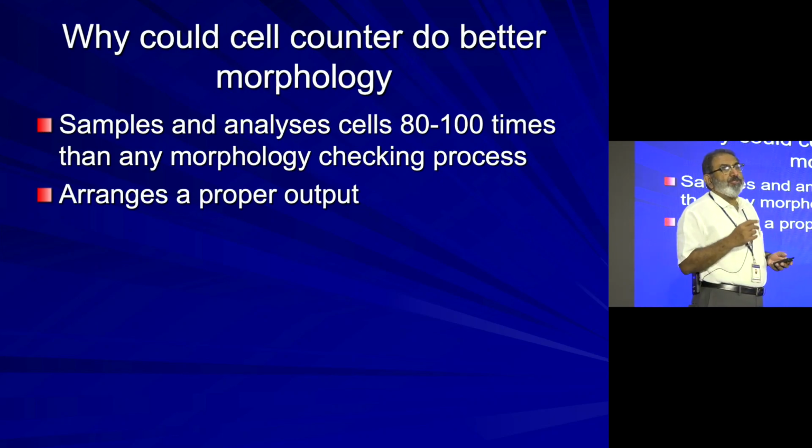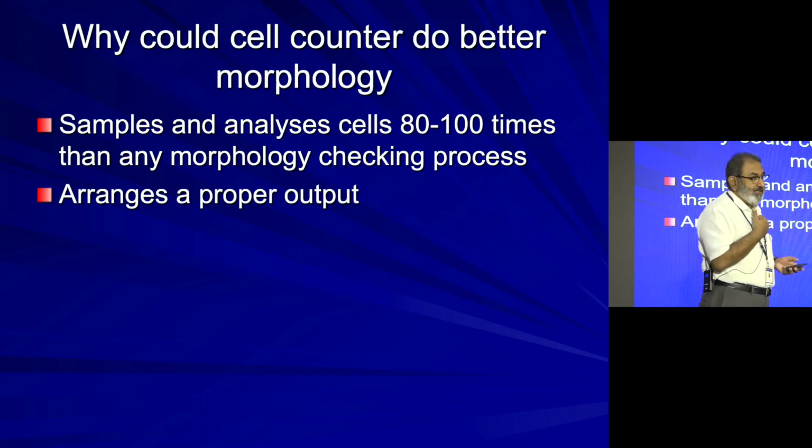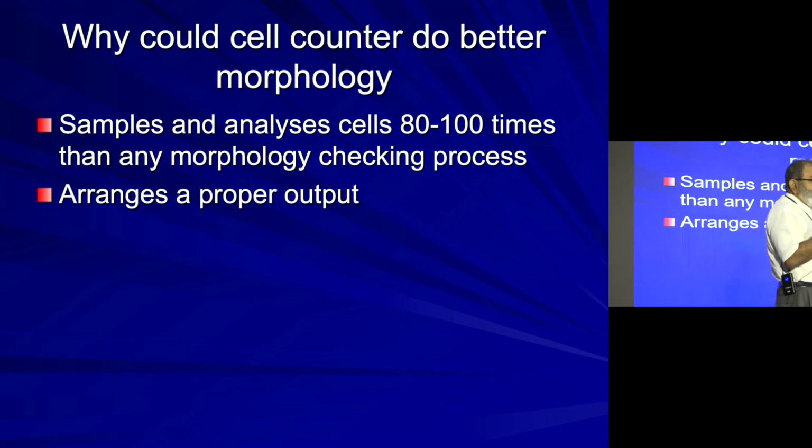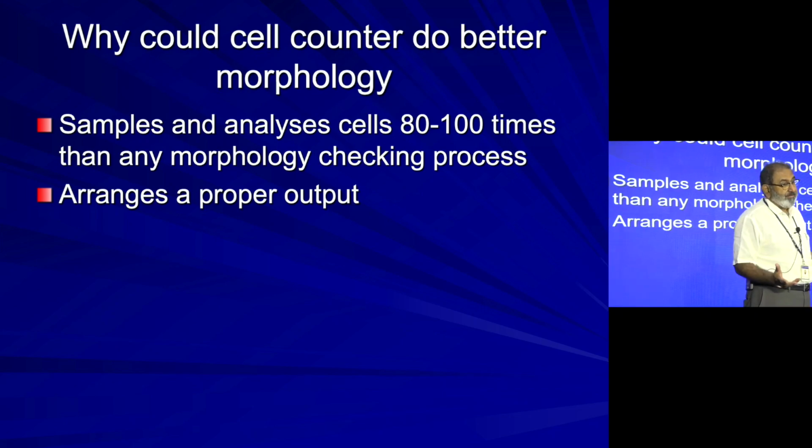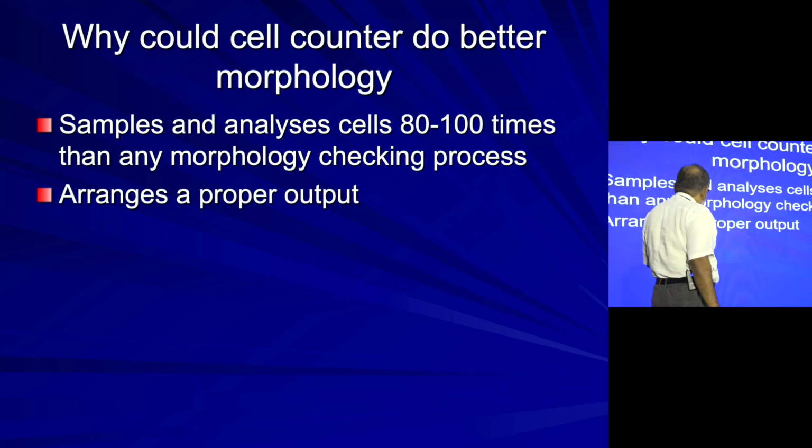So the issue is, why do cell counters do better morphology than us? Because it analyzes cells 80 to 100 times more than what you even see under the microscope, and also gives a proper output.